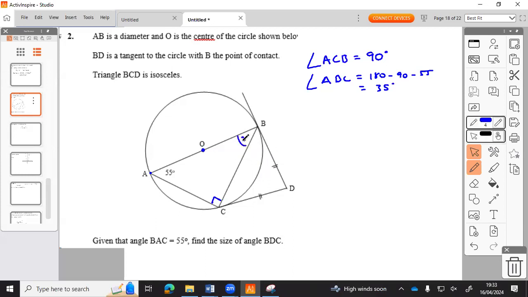I'm just looking at what I've got and trying to see if I can figure anything out. Given the angle BAC, find the angle BDC. So I want to find the angle BDC, that's the angle in here.